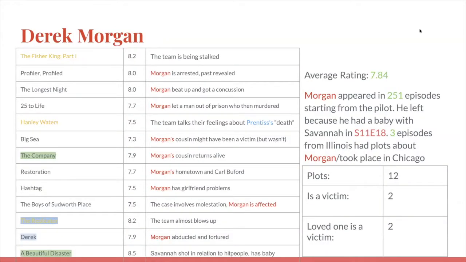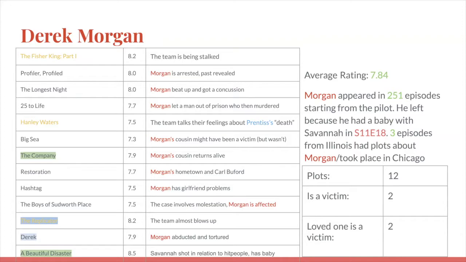Next we have Derek Morgan. His average rating was 7.84. He appeared in 251 episodes, starting from the pilot. He left because he had a baby towards the end of season 11, and 3 episodes from Illinois had plots about Morgan and took place in Chicago because that is where he's from.